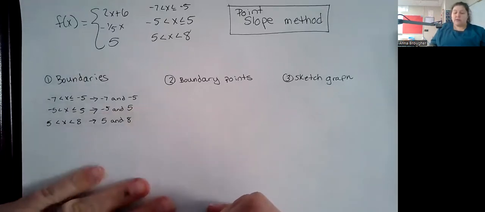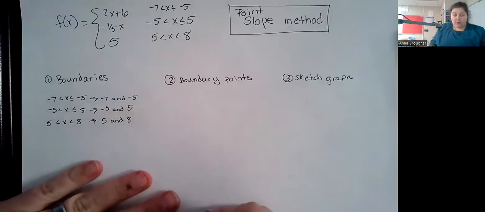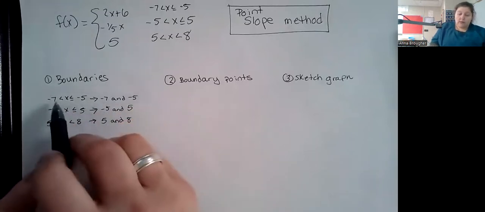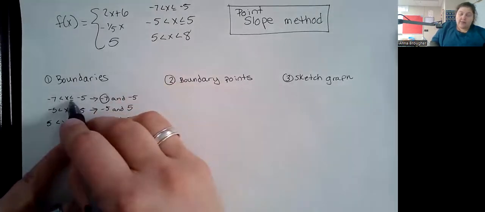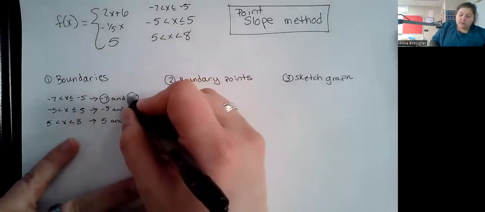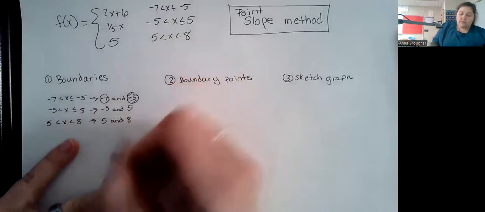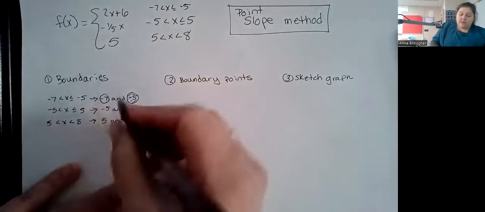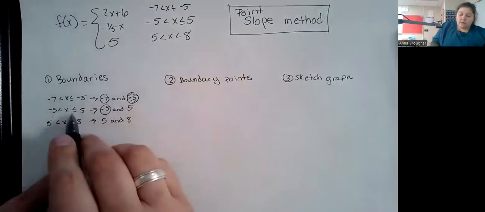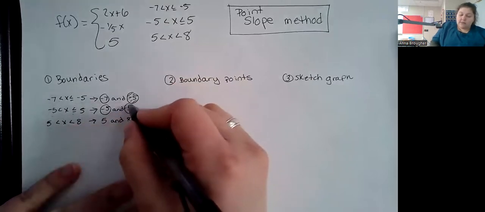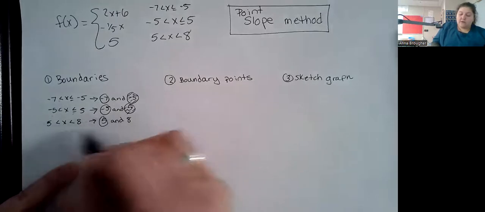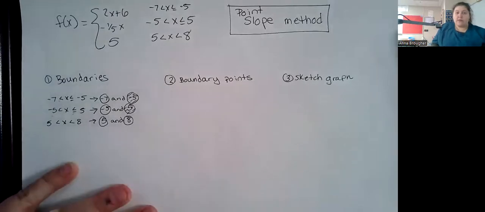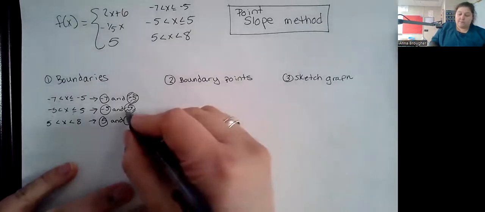What we now need to do is figure out whether we're open or closed. -7 was open. -5 had an equals to, so it was closed in the first formula. -5 is open. +5 is closed in the second formula. Finally, +5 is open and +8 is open in the third formula.